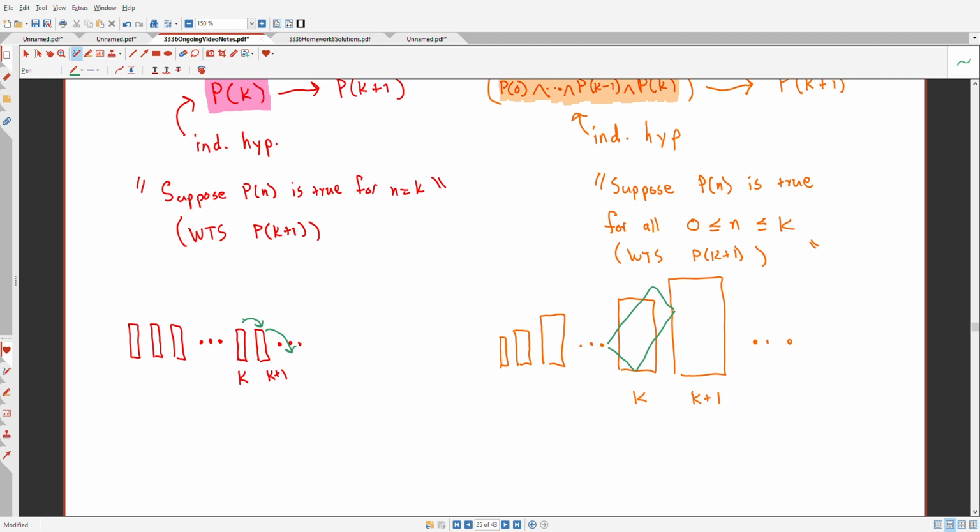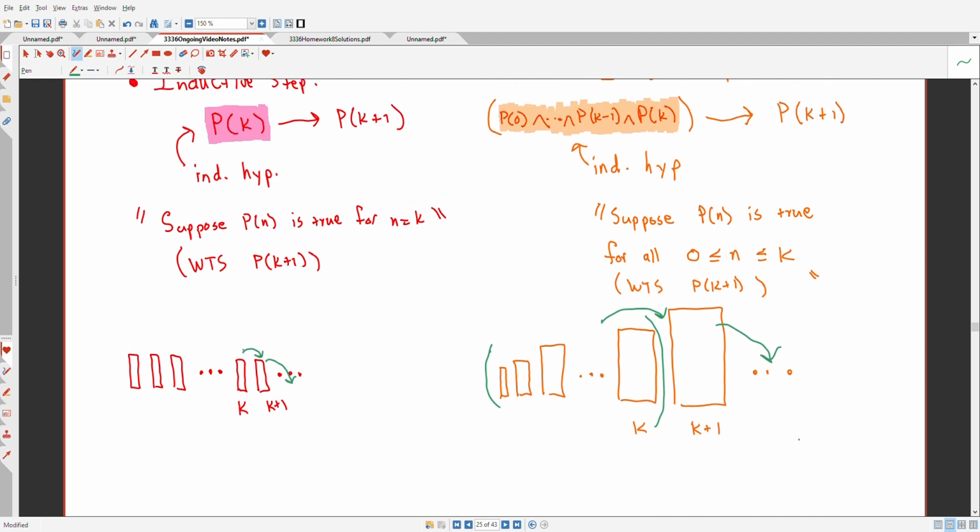So rather than just having the previous domino lean on it to knock it over, what strong induction says is, well, let's use the force of all of these dominoes. They're all leaning on this one, and that will then hopefully cause it to fall. So that's sort of an analogy of strong induction.